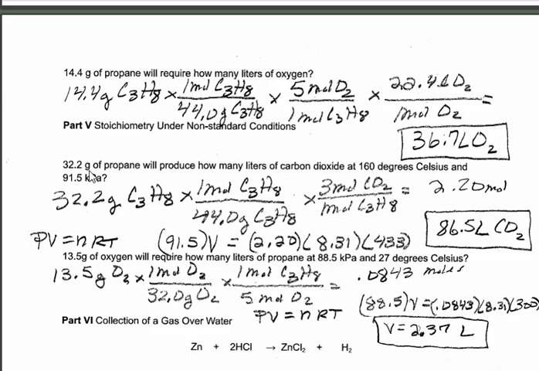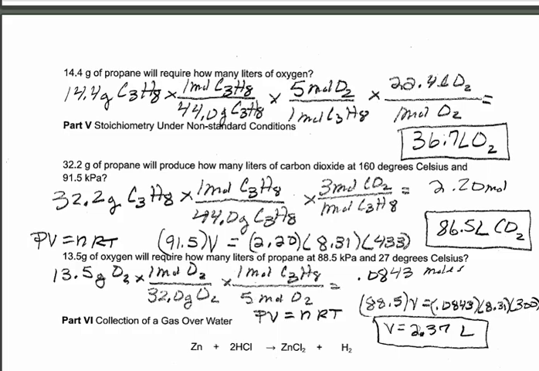All right, now we're not under standard conditions. So we have 32.2 grams of propane will produce how many liters of carbon dioxide at 160 degrees Celsius and 91.5 kilopascals. Now here we're going to do a gram to mole conversion and then follow up with PIVOT when we're done. So 32.2 grams of propane times 1 over molar mass times 3 over 1. That's the ratio from the equation to get 2.2 moles. Using PIVOT, our pressure times volume, our moles is placed there, 8.31, since we're in kilopascals, times our temperature gives us our volume.